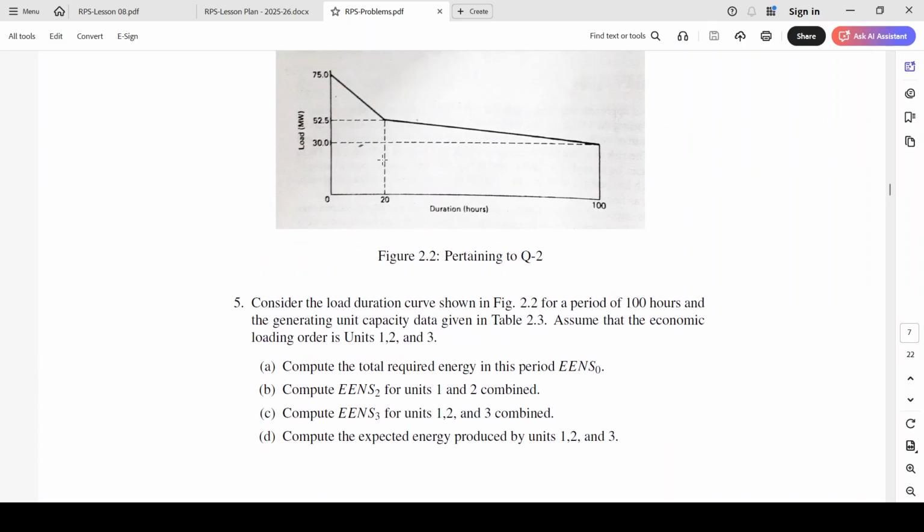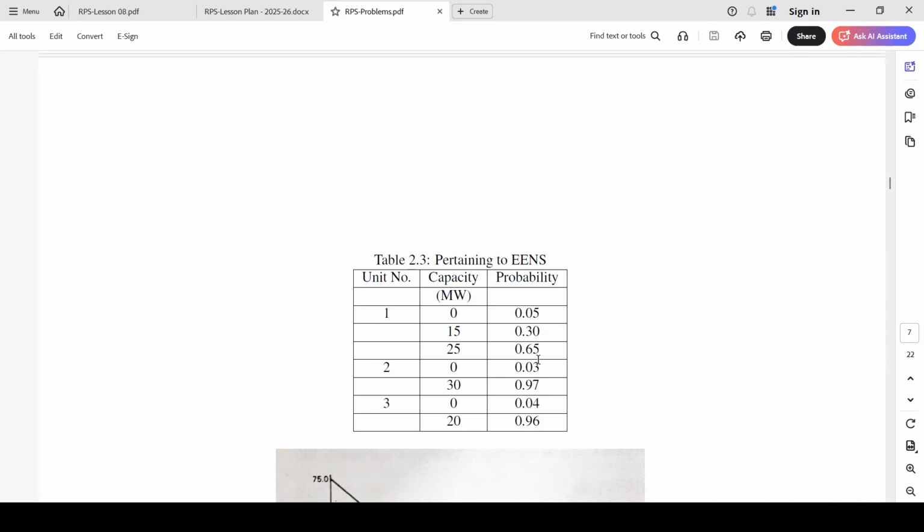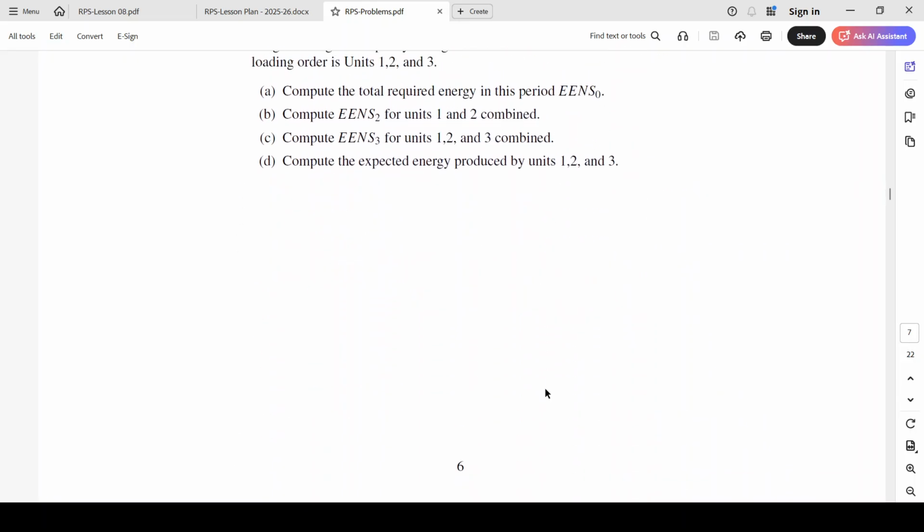This is a different kind of load duration curve for a period of 100 hours. Okay, so the total duration is 100 hours, not 100%. And the generating unit capacity data is given in table 2.3. So this is the generating unit data. Unit 1, you can have various capacity and the corresponding probability. Unit 2, various capacity and the corresponding probability. Unit 3, the various capacity and the corresponding probability.